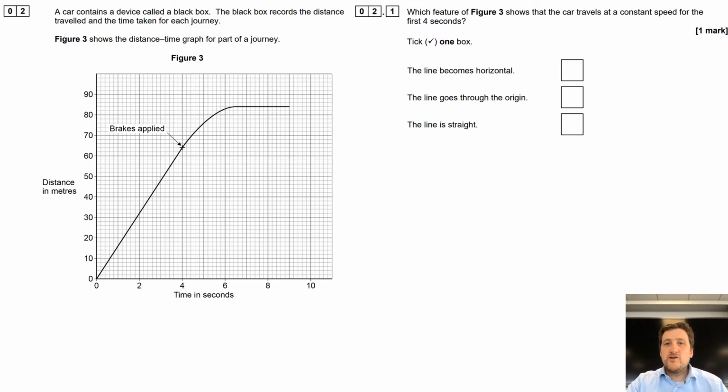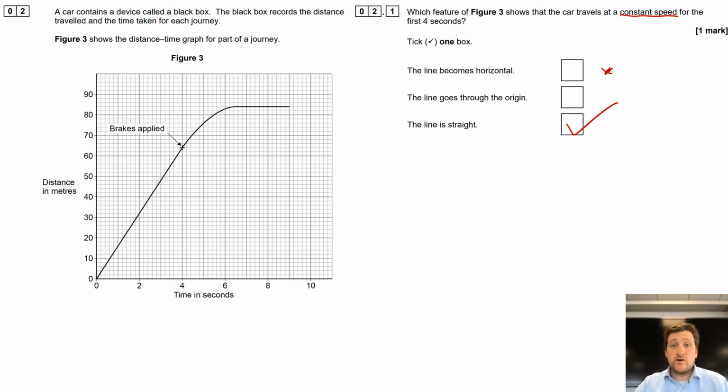Okay, which feature of figure 3 shows that the car travels at a constant speed? Now again, we're looking for words like constant speed for the first 4 seconds. So we're looking at this very first bit until the brakes are applied. Is that line horizontal? No, it could not be that one. Does it go through the origin? It does go through the origin. But does the origin show that it's at constant speed? No, that must be the line going straight.